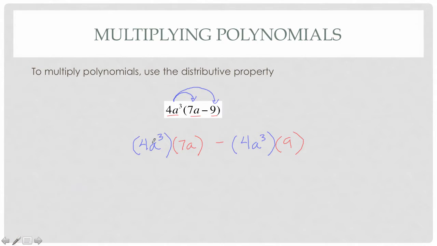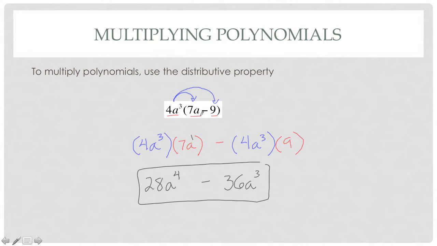So 4 times 7 is going to be 28. A to the third times 1 more a is going to give me a to the fourth. So I got 28a to the fourth all together. Minus 4 times 9 is going to be 36. I still have a to the third. There we go. We just successfully multiplied this binomial by what's called a monomial. There's only one term that was multiplied by both of those two terms. That's the distributive property. That's how we get started with multiplying polynomials.